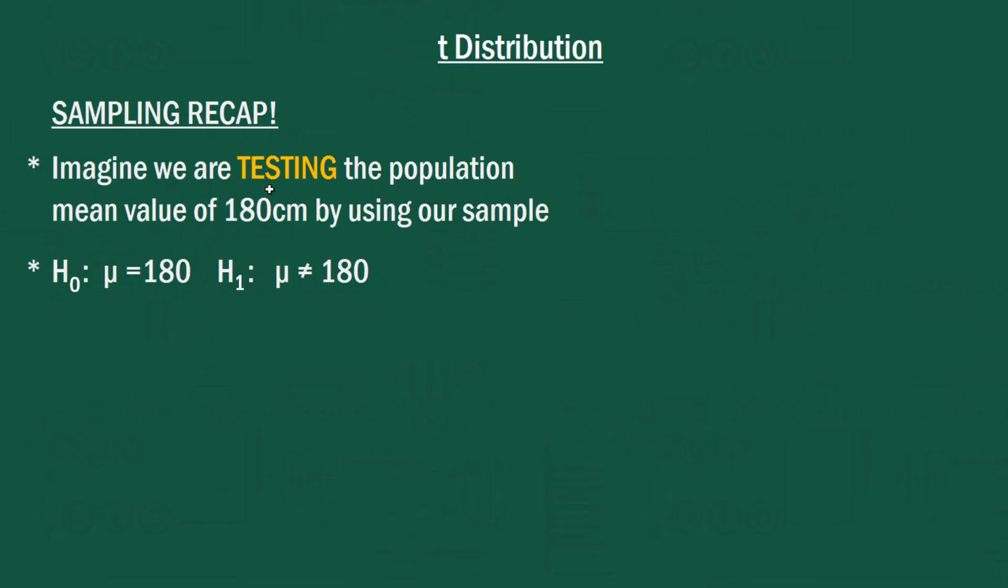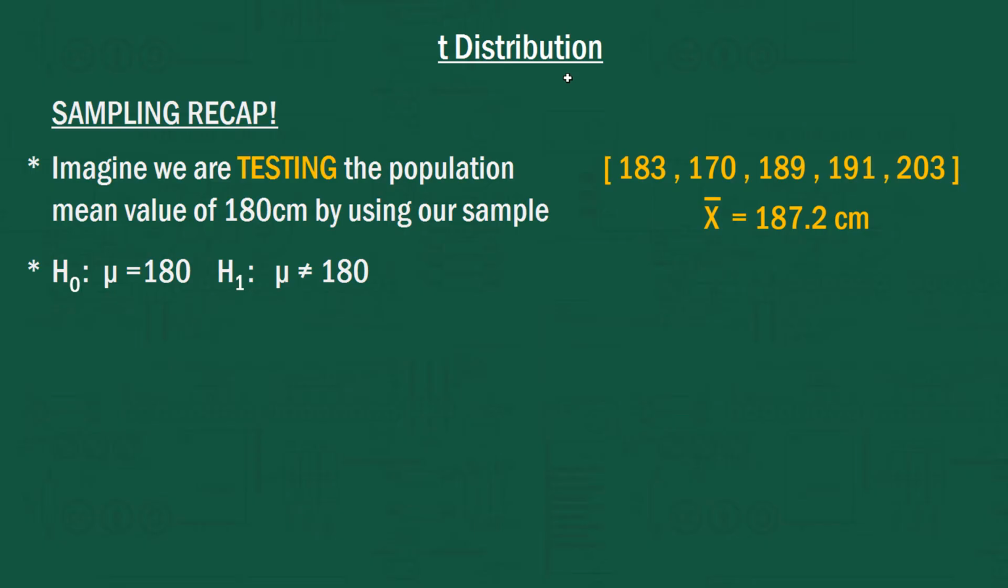So say we were interested in testing the population mean value of 180 centimeters by using our sample. Now in this case, we would set a null hypothesis to be that the true population mean is equal to 180, and our alternate hypothesis would be that the population mean is different to 180. So we're putting that null hypothesis to the test here, and this was our sample, 183, 170, 189, 191, 203, with a sample mean of 187.2.